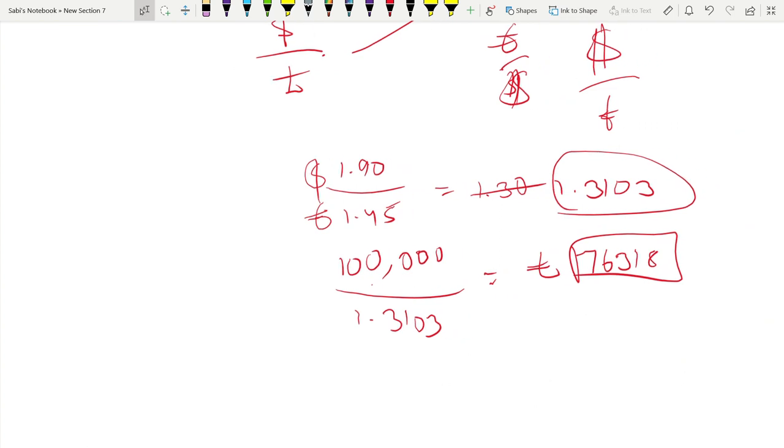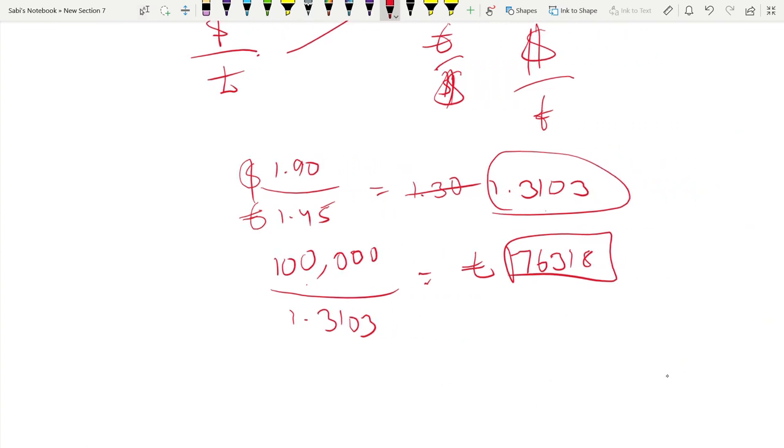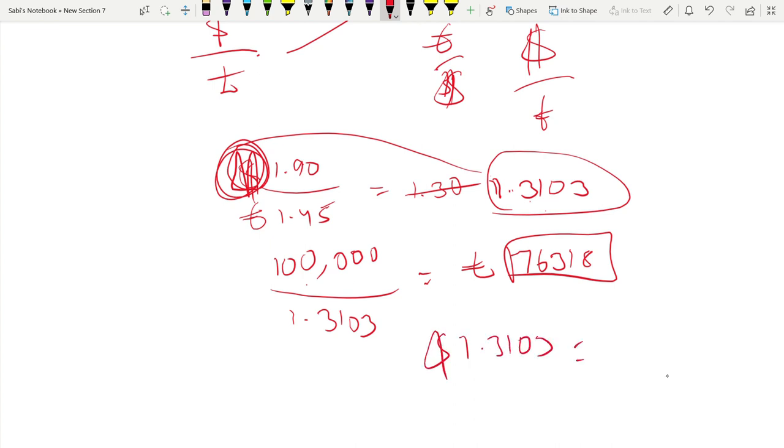Again, I will explain that a little bit. Why division? See, whenever you are given a rate like this, 1.3103, this rate always applies to the one on the top. The dollar always looks like this. Whatever the rate you get, this is known as 1.3103 dollar equal to 1 euro. This is the meaning of this. And you are given $100,000, which is also in dollar, divided by the same rate.